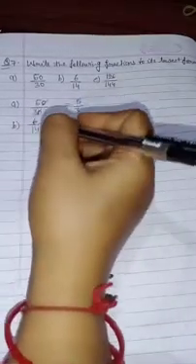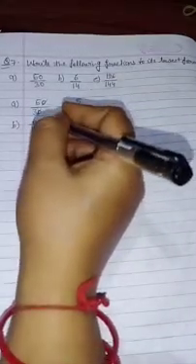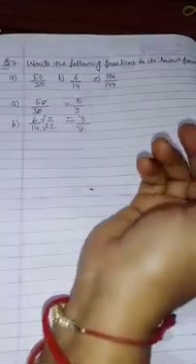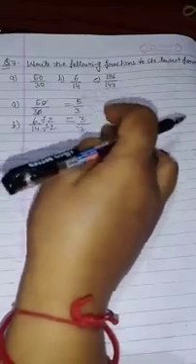See B part, 6 upon 14. You know that 6 and 14 both are even numbers, so they are divisible by 2. So divide them by 2. 2 threes are 6, 2 sevens are 14. Now further division is not possible, so this is the lowest form of the given fraction.